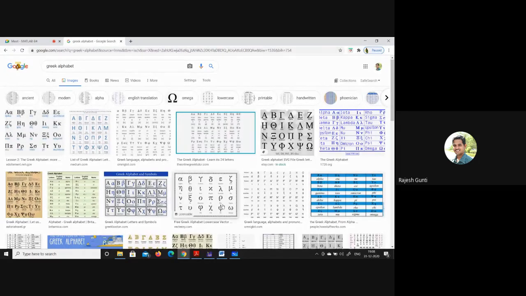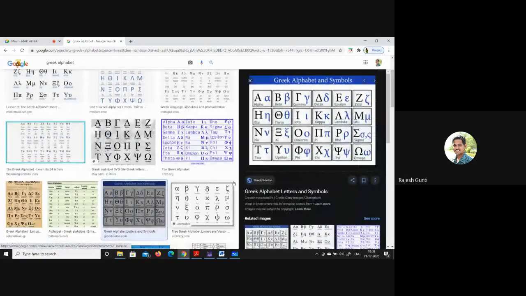A for alpha, B for beta, gamma, delta, H for eta. If you want to use eta, in the place of H, they will use eta. Mu, N, O, pi. This symbol is pi. P, rho. Rho is for P in Greek. Very interesting.